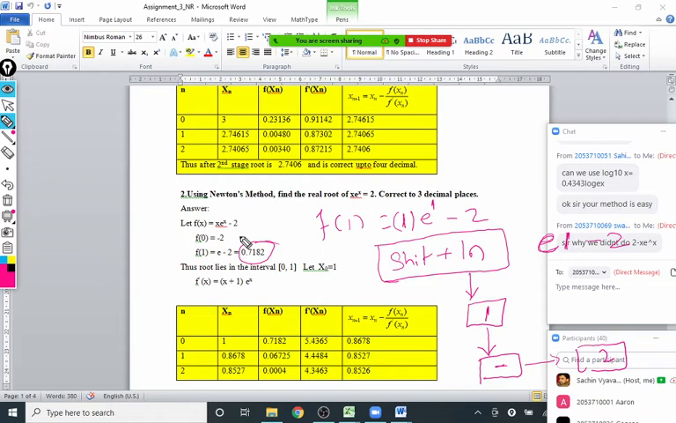Okay, some of the students never type that 1. They type e and then minus 2 directly. So which answer will the calculator show you? e raised to minus 2. If you press e and then minus 2, it gives you the e raised to minus 2 value. Am I clear? Is it clear? Yes, sir. Okay.